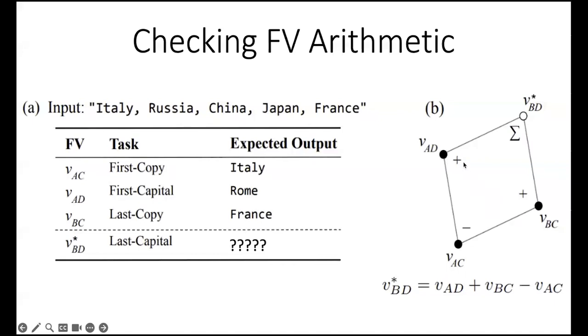What if I took the last copy function vector, added the first capital function vector, and subtracted the first copy function vector? Well, then I get some other vector, which I just call V star BD here. And the hypothesis is that maybe this vector encodes a task, last capital, right? So what would be the answer to last capital if that was a thing?